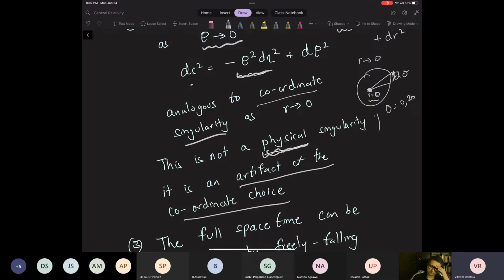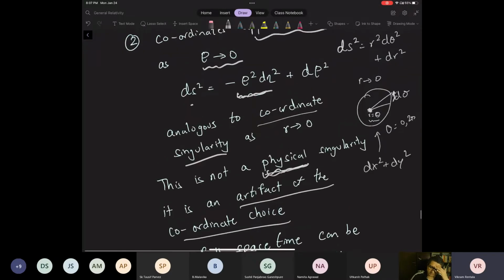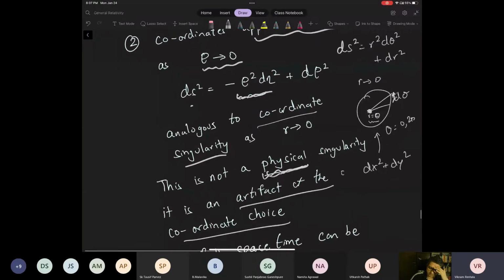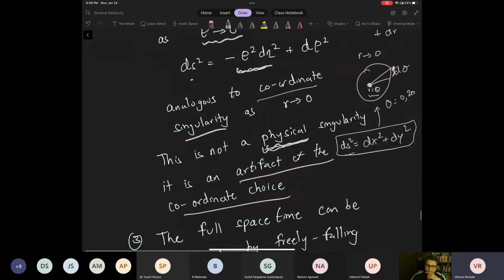artifact goes away. For example, if I go to flat coordinates, just xy coordinates, the same line element instead of in polar coordinates, it just looks like this, and then there is no coordinate singularity.